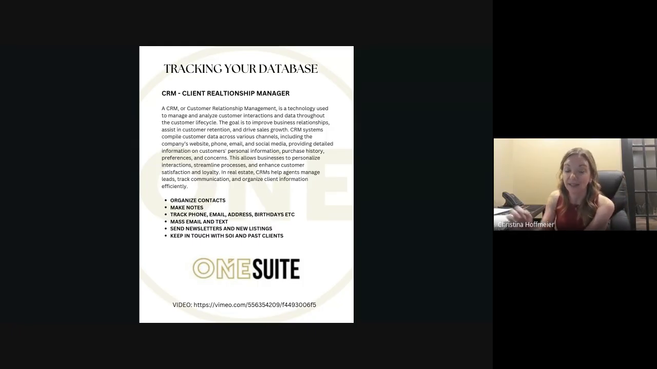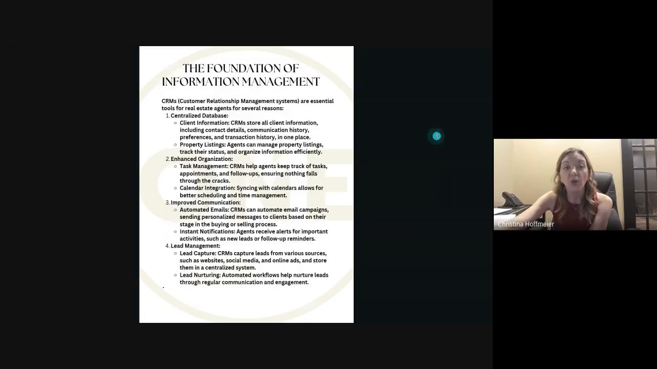So in your CRM, you can organize contacts, make notes, track phone, email addresses, physical addresses, birthdays, etc. You can mass email and text, send newsletters and new listings, and keep in touch with your sphere of influence and past clients. There is a link in here which you can click on in your email to get some OneSuite training. We're not going to go through a lot of OneSuite training here in Ultimate Launch because we're just giving the background of it, but there is a ton of training in your One.U, which is your One University platform, in your One Login, and you can also go to roguagent.com to catch up on any of our OneSuite trainings that we've done in the past.